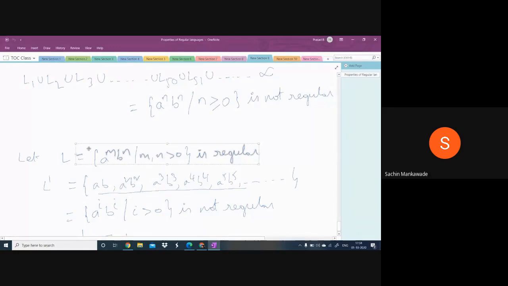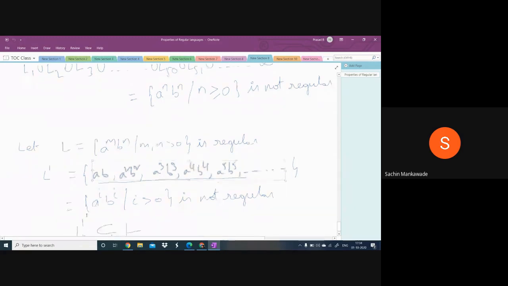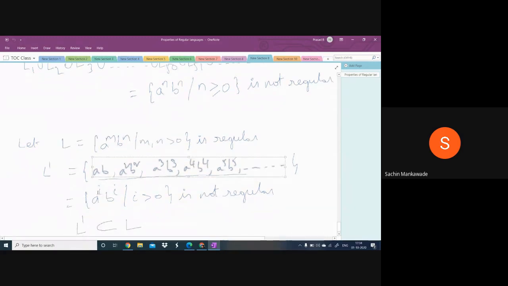Like this, how many strings will be there in this language? There will be infinite. I am taking all of them, those where a's and b's are equal in this L. I am taking it in L dash. That is a square, b square, a cube, b cube, a power 4, b power 4, a power 5, b power 5, and so on, infinite. So in general, what is this form? General form: a power i, b power i, where i is greater than 0. And this relation, being infinite, is not regular. L dash is not regular, whereas L is regular.